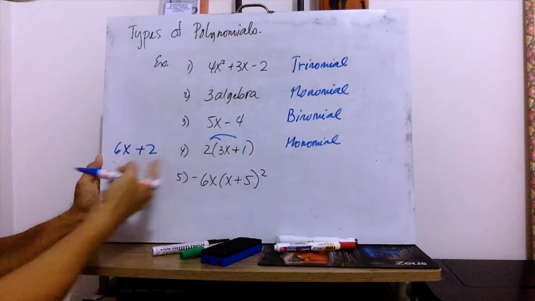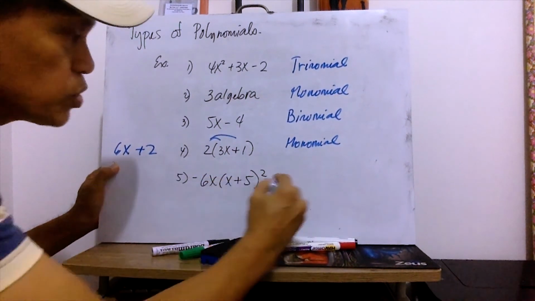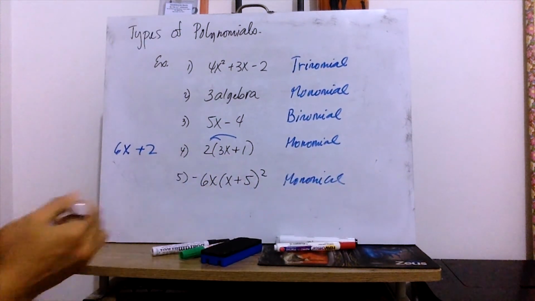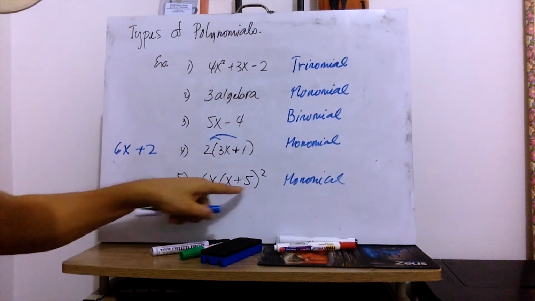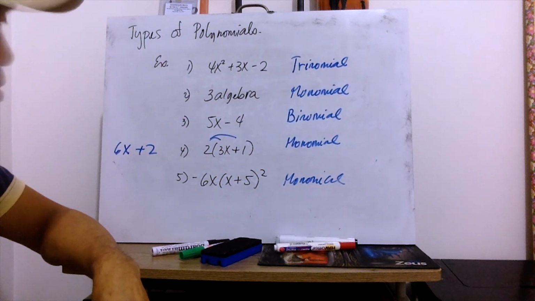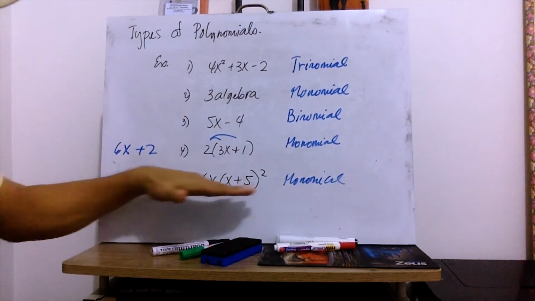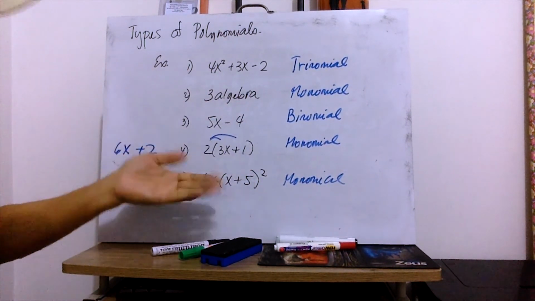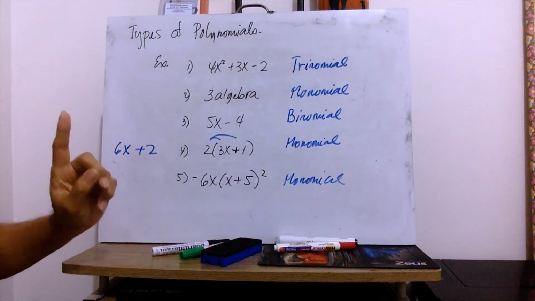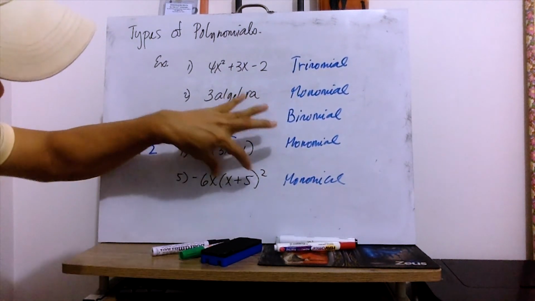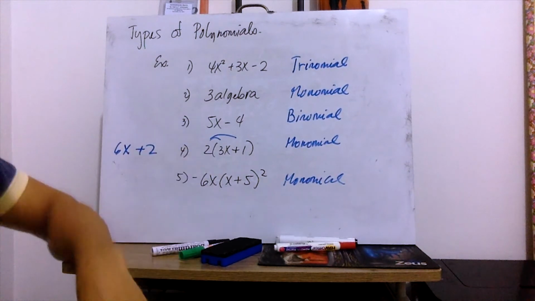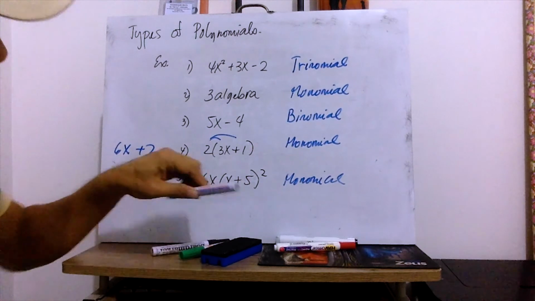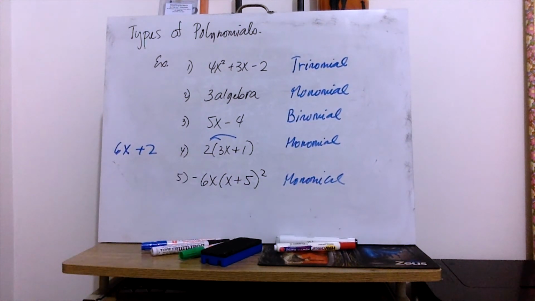Monomial, binomial. And this one is also a monomial. It's only one term, mainly because of the parenthesis symbol. Okay? But if you, let's say, multiply this by itself, x plus 5 times x plus 5, and then multiply by 6x, then it's no longer a monomial. When you remove the parenthesis, then it becomes another type of algebraic expression. All right? There. So I hope it's very clear. All right?